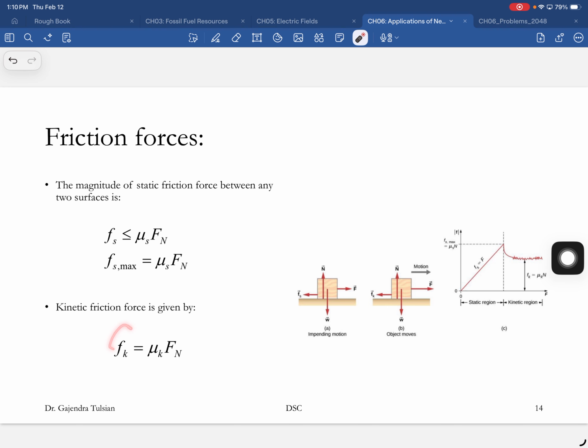Once the object is moving, the friction is kinetic friction, and the kinetic friction is again μk, the kinetic coefficient of friction, times the normal force. And this number is always smaller than this number for any two surfaces. So the maximum static friction force is always greater than the kinetic friction force.